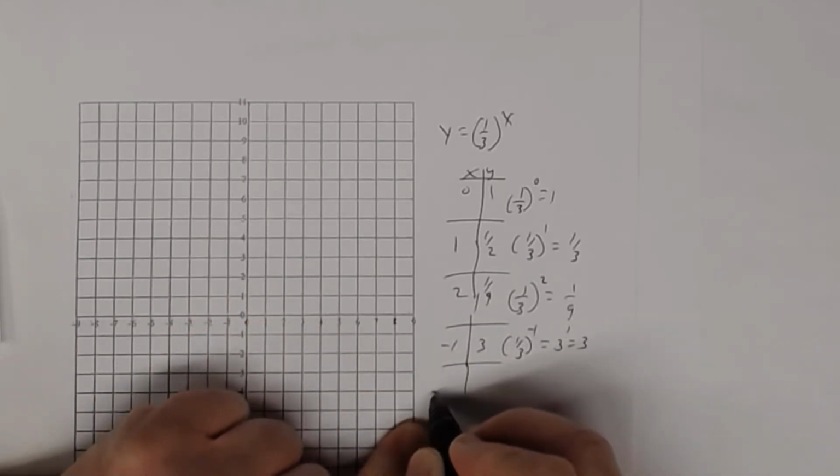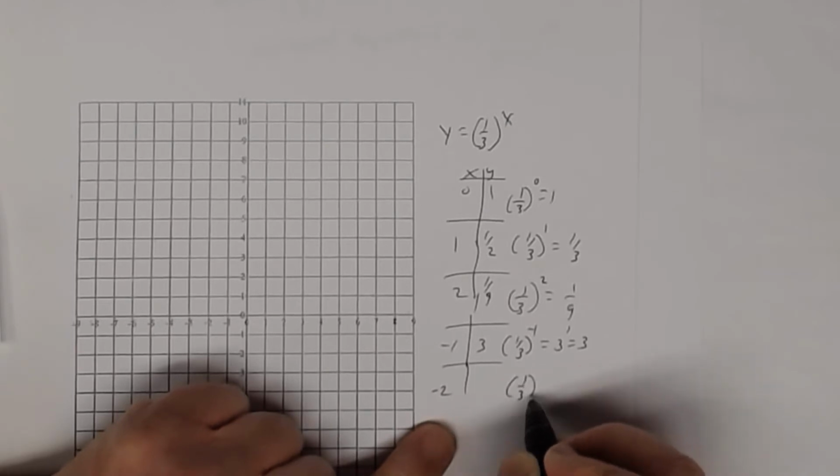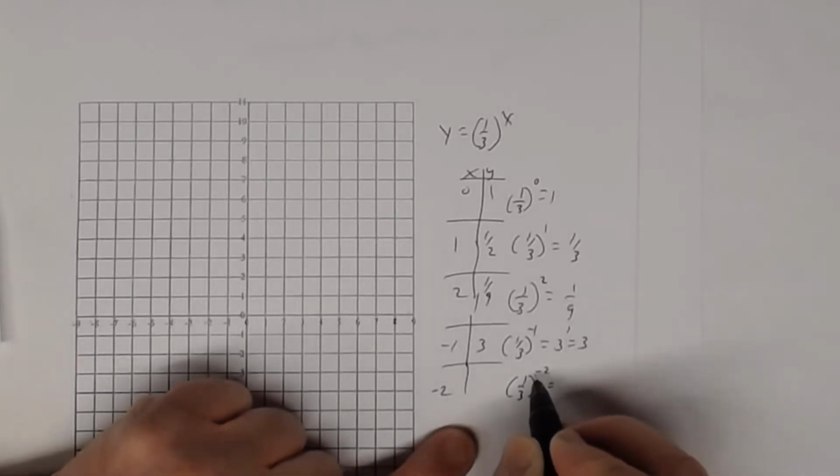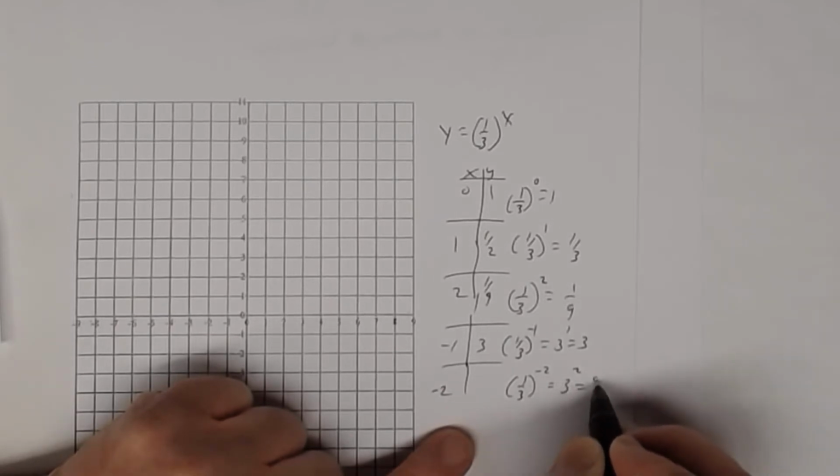Okay. If x is -2, I've got 1/3 to the -2nd power. So again, I have a negative exponent. To make that exponent positive, I can take the reciprocal of the base. The reciprocal of 1/3 is 3. So I get 3 squared, which is 9.